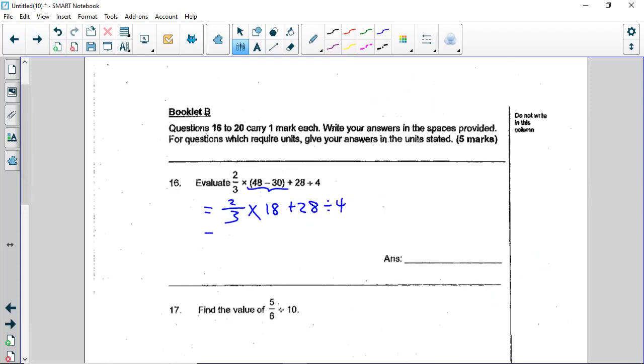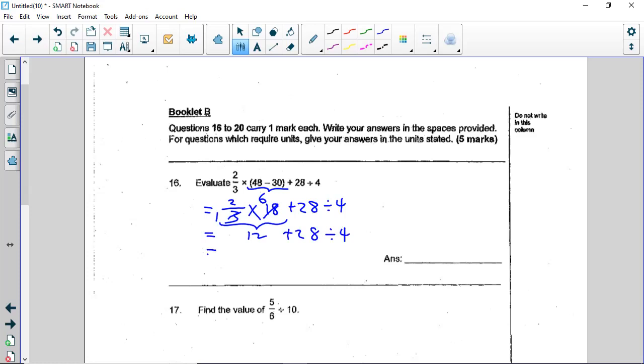And then what do you do now? You do the times. 2/3 times 18, so you cancel, divide by 3, you get 1. 18 divided by 3, you get 6. And then 2 times 6, what is 2 times 6? 12, right? Then you copy down everything that you see.